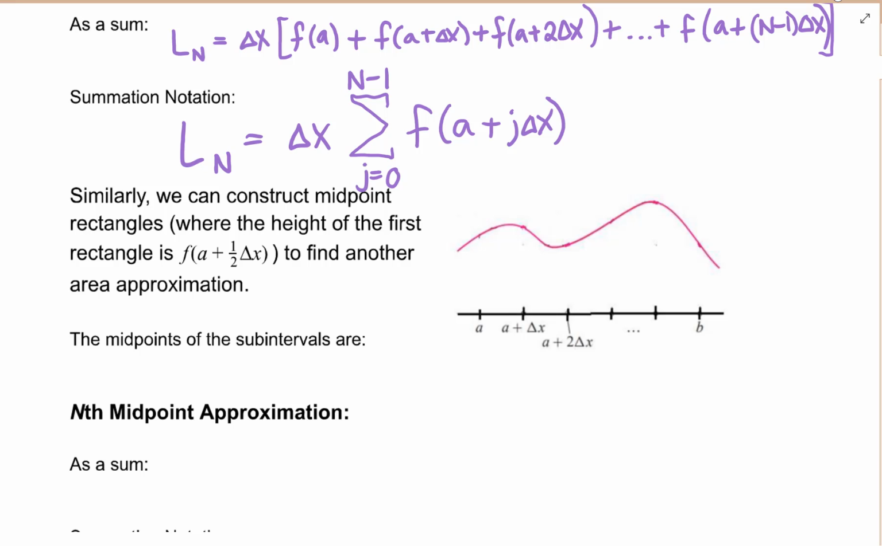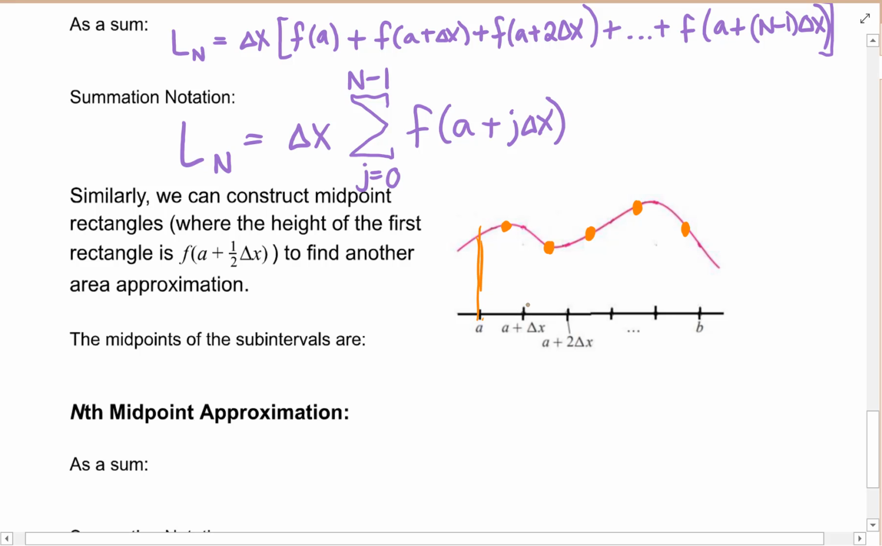But wait, there's more. Similarly, we can construct midpoint rectangles, where the height of the first rectangle is f of a plus 1/2 delta x, to find another area approximation. Okay, so now we're going to construct midpoint rectangles. So the heights of my rectangles are at the midpoint of each interval, half of delta x for each interval. So I'm going to draw each of those points. And those are the heights of your rectangles. And the sides of your rectangles will come from those intervals.